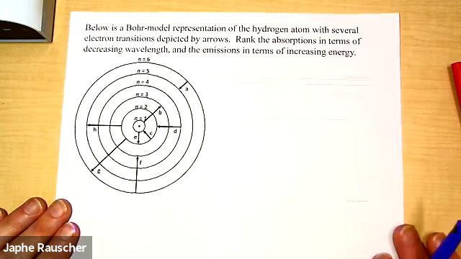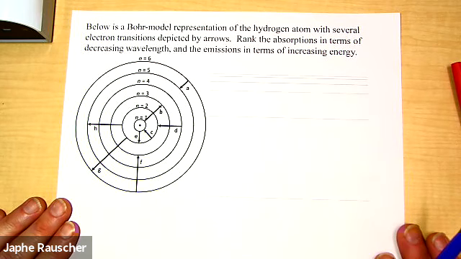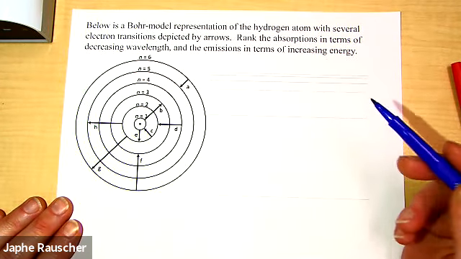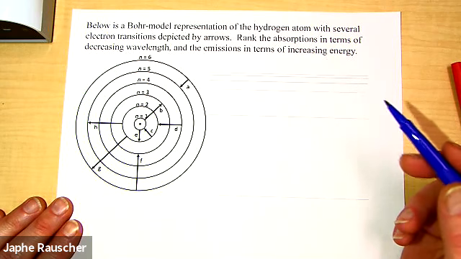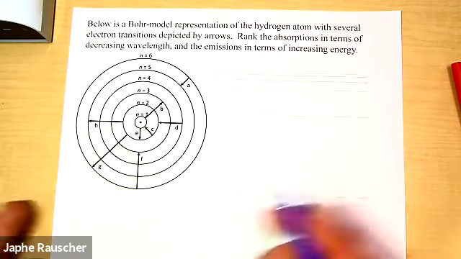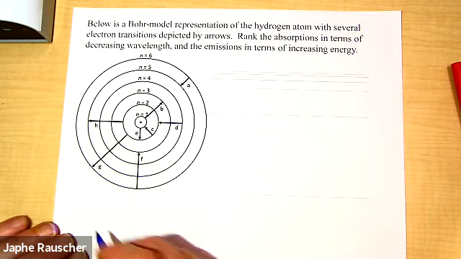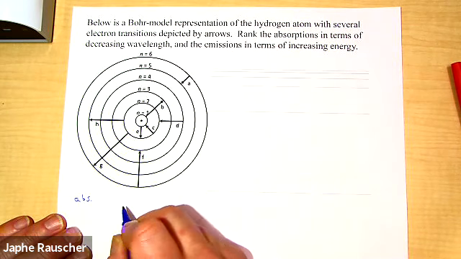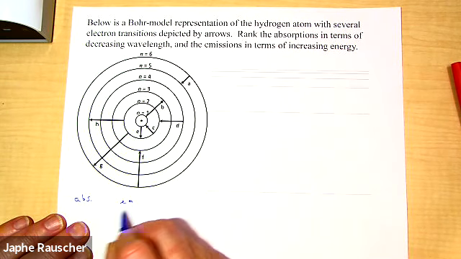Below is a Bohr model representation of the hydrogen atom with several electron transitions depicted by arrows. Rank the absorptions in terms of decreasing wavelength and the emissions in terms of increasing energy. Okay, so first of all, we have to figure out which ones are absorptions and which ones are emissions. So let's put down here absorptions and then emissions.